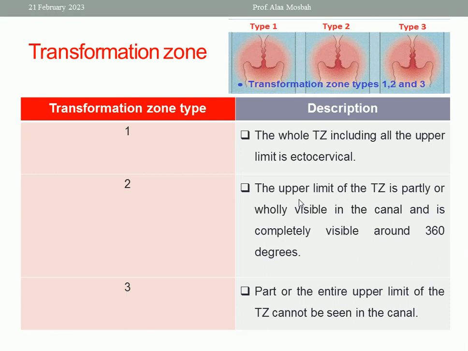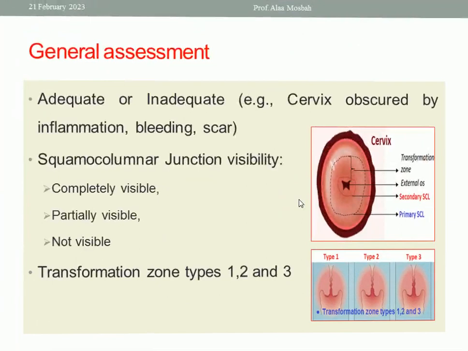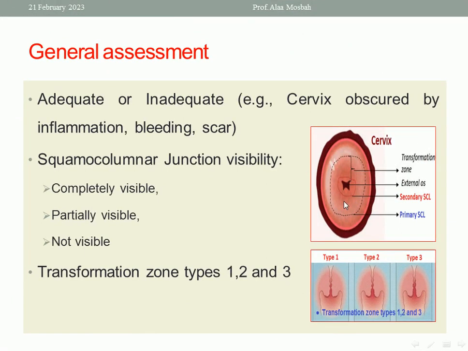I really want to explain more about the transformation zone. Please look at this picture. What is the transformation zone? The area between the primary squamocolumnar junction and the secondary squamocolumnar junction. Look at these blue dots, the blue circle here. This is the primary squamocolumnar junction, the original one. Then, after puberty, with the eversion of the cervix, some of the columnar epithelium of the endocervix becomes exposed to the environment of the vagina.